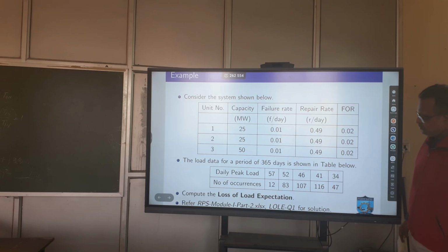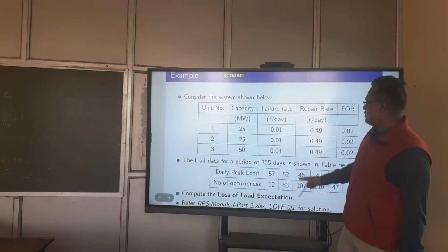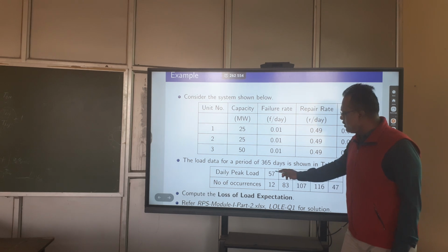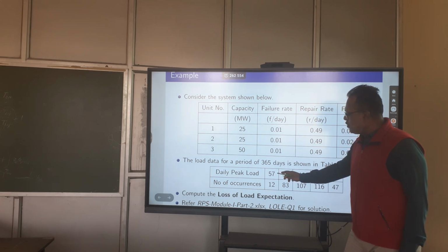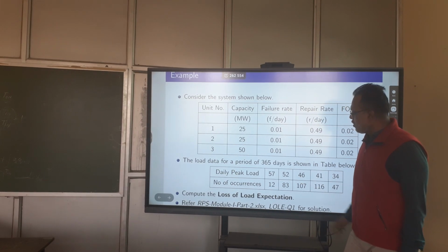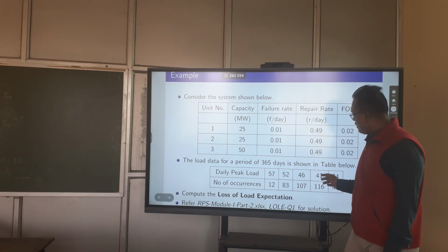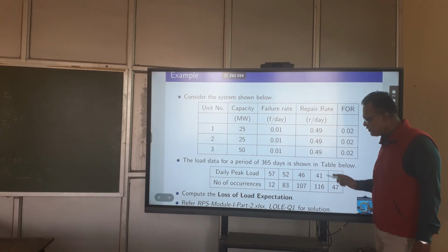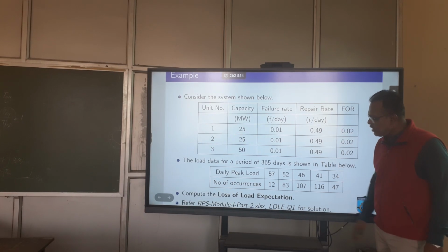So here we have been given a simple daily load variation. In 365 days, daily peak load of 57 megawatt occurs 12 times. Daily peak load of 52 megawatt occurs 83 times. Daily peak load of 46 megawatt occurs 107 times. 41 megawatt, 116 times. 34 megawatt, 47 times. If you add this up, it should add up to 365, right? Because it is for 365 days. Compute the loss of load expectation.